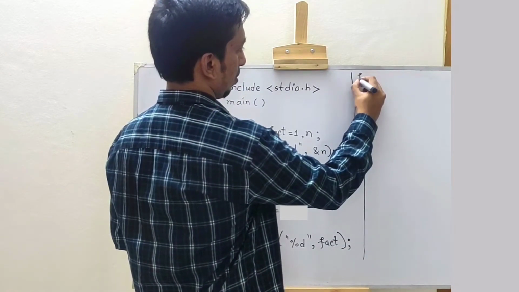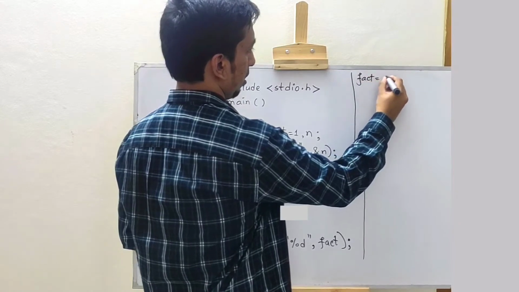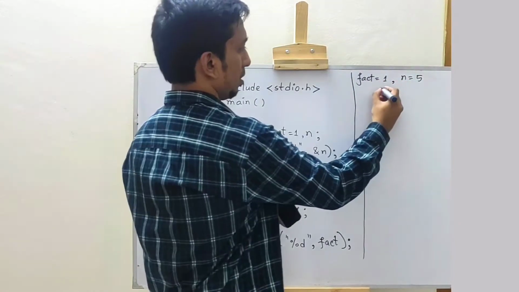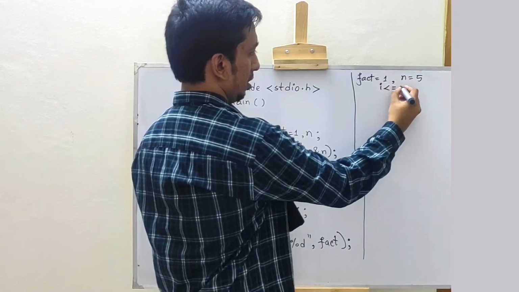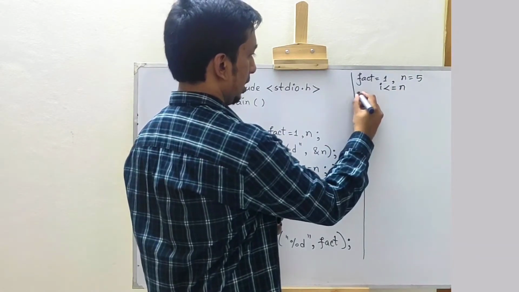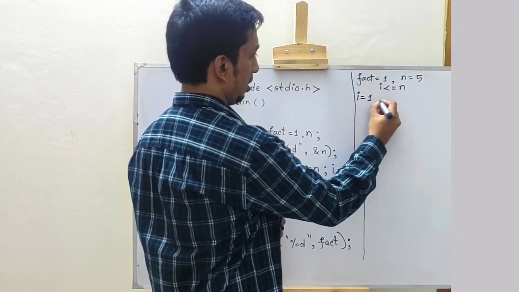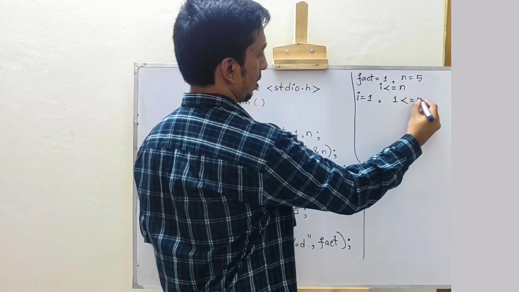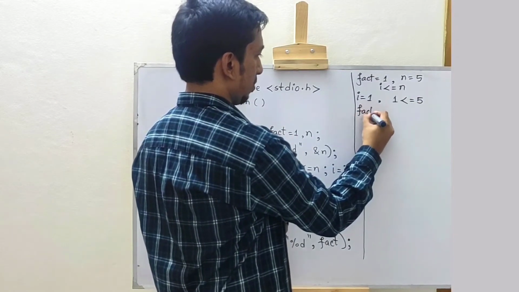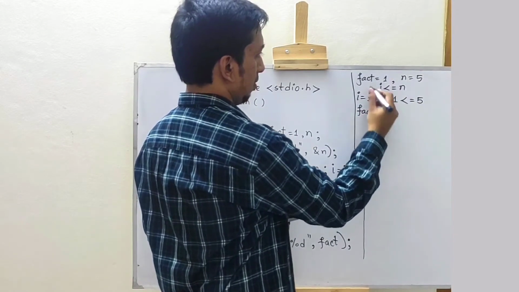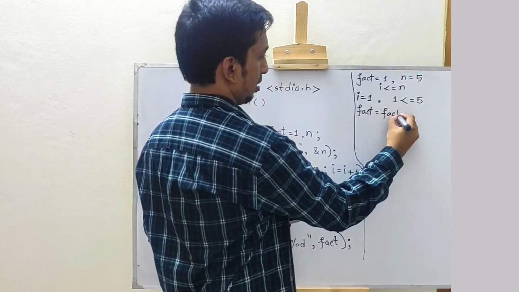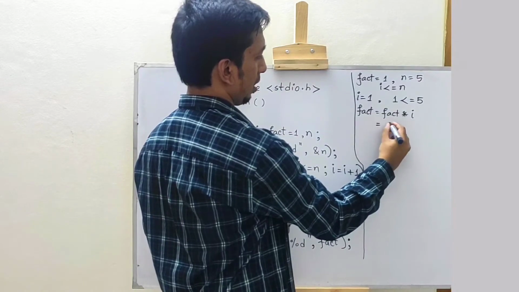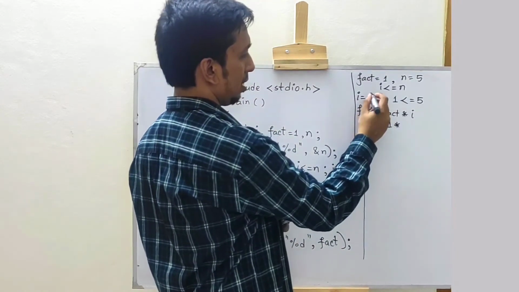Here fact is always 1, and n is equal to 5. The condition is I less than or equal to n. Put I equal to 1, then our condition is 1 and n is equal to 5. The factorial value is fact equal to fact into I. So here fact value is 1 and I is 1.